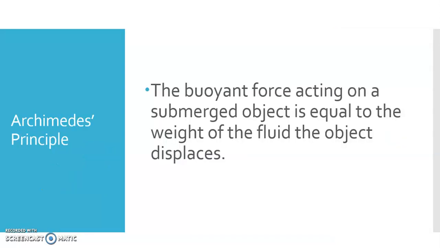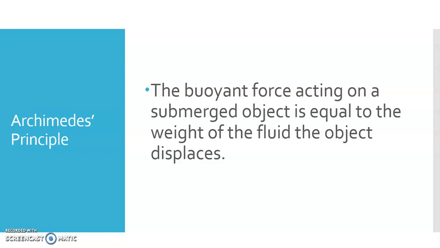All right, now you're back. Archimedes' principle: the buoyant force acting on a submerged object is equal to the weight of the fluid the object displaces. That is what Archimedes' principle states. Another way to say this is that every object is buoyed upwards by a force equal to the weight of the fluid the object displaces. This means that if you want to know the buoyant force on an object, all you have to do is figure out the weight of the fluid displaced by the object.